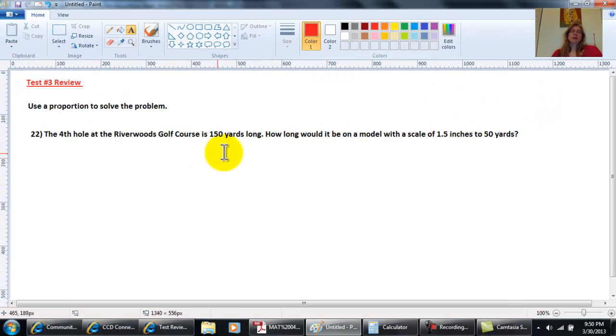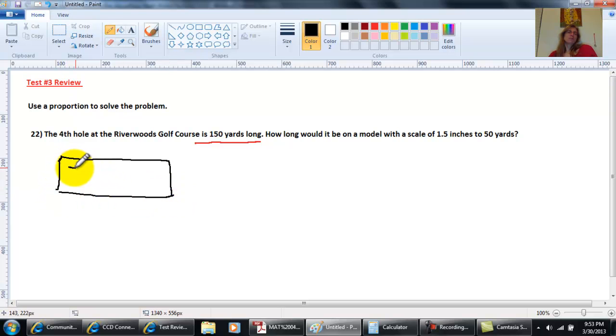So what they're trying to ask you is for this golf course, which is in the real world 150 yards long, if you were to put it on a model or a map, 150 yards is the real golf course. And then you're going to put it on a model. And on the model, you're going to have 1.5 inches, which is roughly that, say, is equal to 50 yards.